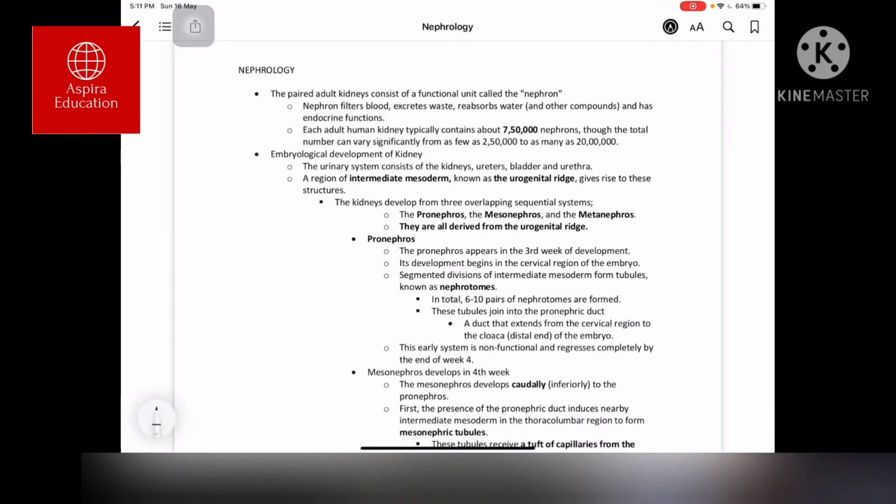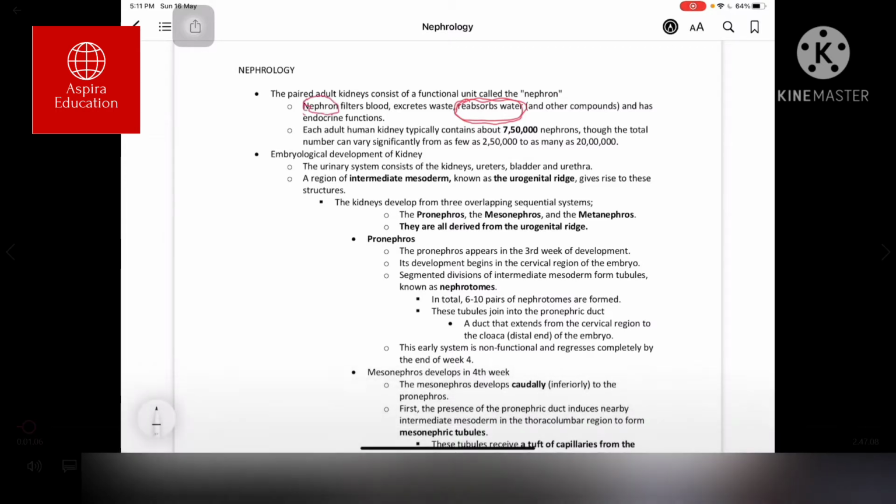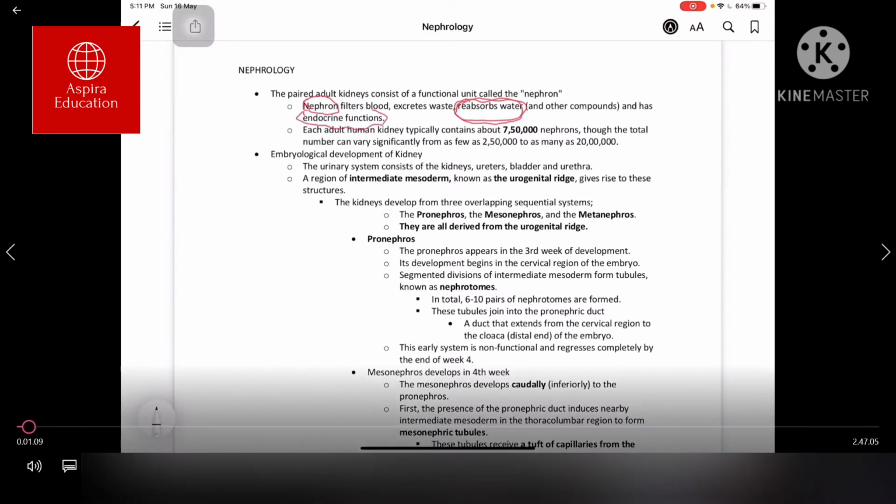We know that we have two kidneys. So a paired adult kidney consists of the functional unit, which is called a nephron. We all know that. What it does is it filters the blood, excretes the waste, reabsorbs water, which is a very important task. No wonder it relieves us of some water, but the major part of the water is reabsorbed with many other compounds. And this nephron, which is the single unit of kidney, also has endocrine functions.